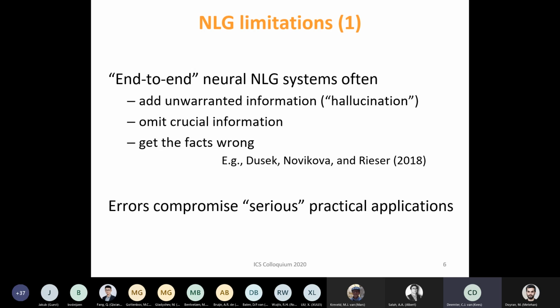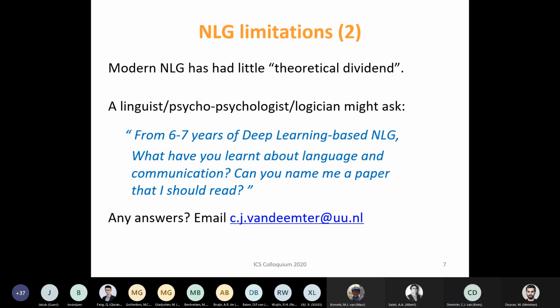So these are neural NLG systems and some of their well-publicized flaws. You may be familiar with the term hallucination because it has more applicability than just NLG. Now, of course, these errors compromise any serious practical application of NLG. Today, I want to focus differently. I want to focus more on theoretical limitations.